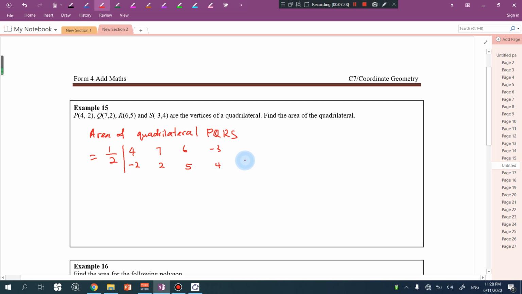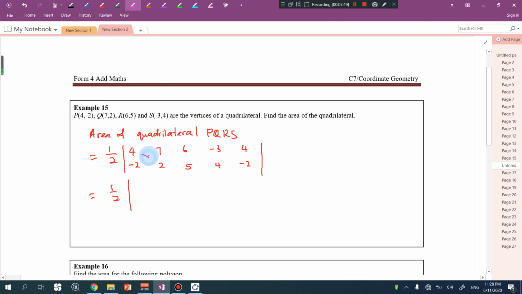And don't forget, this is a quadrilateral, 4 vertices. We should have 5 pairs over here. So the last pair, just copy the first pair. Always make sure that the last one and the first one are the same. Okay, now we can start to calculate.